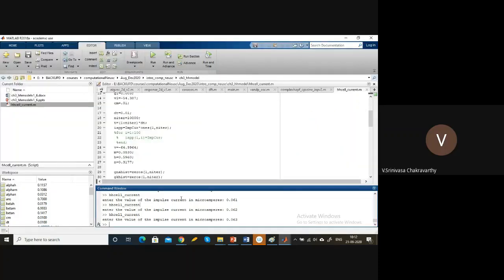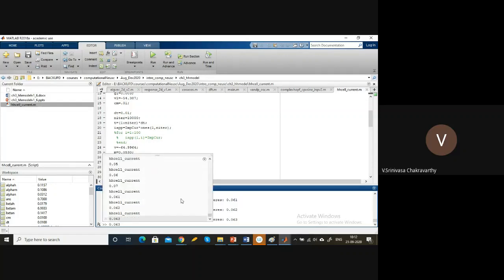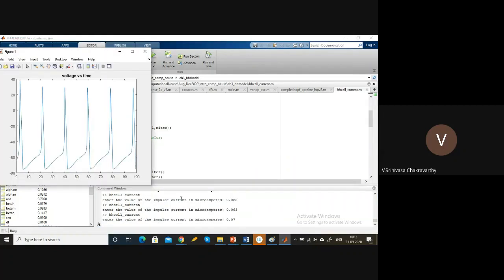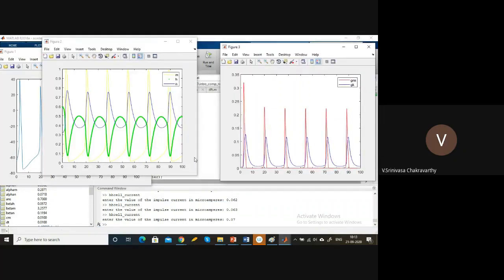So we have seen the characteristic response of the Hodgkin-Huxley model, which is producing a continuous train of action potentials. That is seen beyond this current 0.063. If you go further, let us say 0.07, you have continuous firing, and you can see all the other variables also. M, H, and N also now vary continuously and periodically, and even GNa and GK vary continuously and periodically.